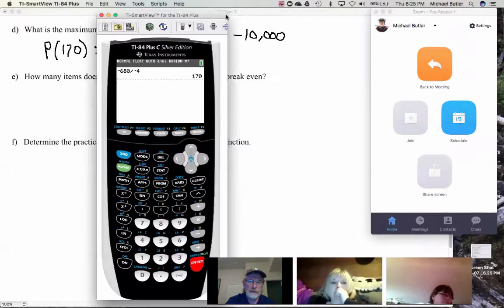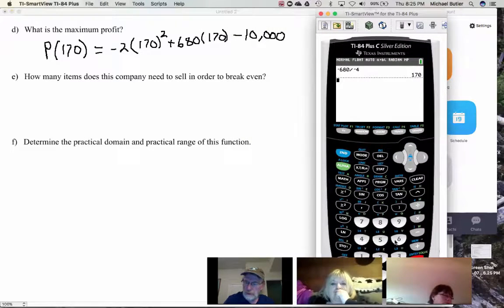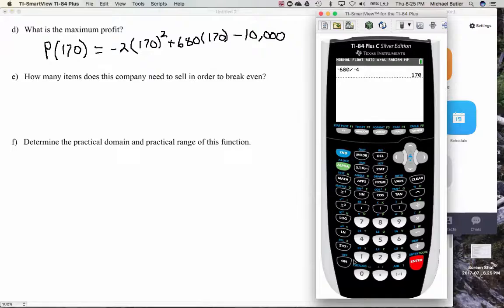Let me shrink the screen so I can see what I wrote here. So that's going to be negative 2, parentheses, times 170 squared, plus 680 times 170, minus 10,000. So maximum profit is $47,800.